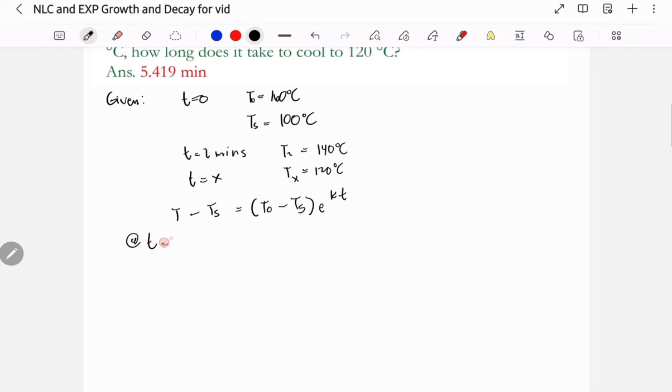the time at T equals 2 minutes. We will not use T equals 0 because we already used that in finding the general solution, right? So we start at 2 minutes. At 2 minutes, the temperature of the object is 140 degrees, right? Minus the surrounding temperature, 100, equals the initial temperature, 160, minus the surrounding temperature, 100, e to the K times the time, 2 minutes.